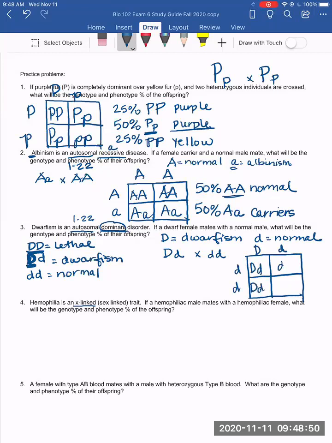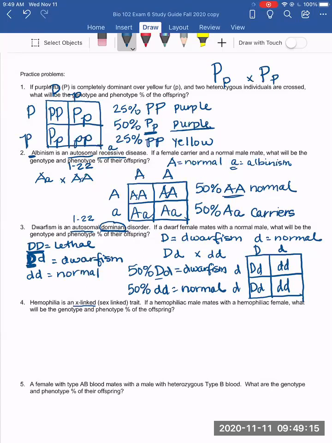Okay, the good thing about this cross, there are no lethal combinations here. We end up with 50% big D, little d. Again, this is not a carrier, this is dwarfism, because you only have to have one of the bad allele to have the disorder. And then 50% little d, which is normal. Okay, so the babies look like the parents, basically.